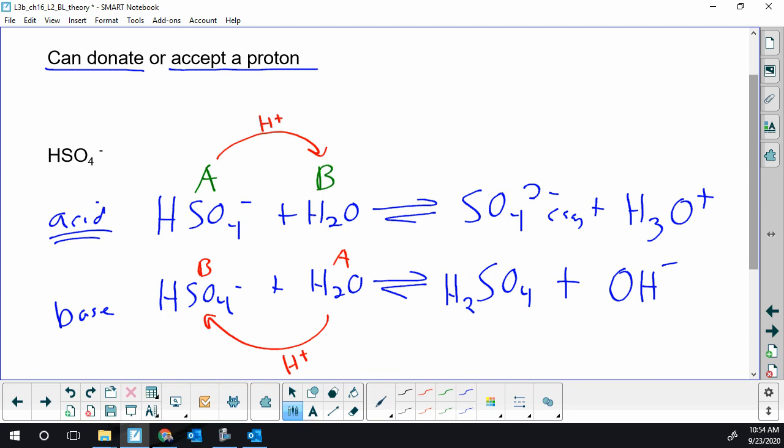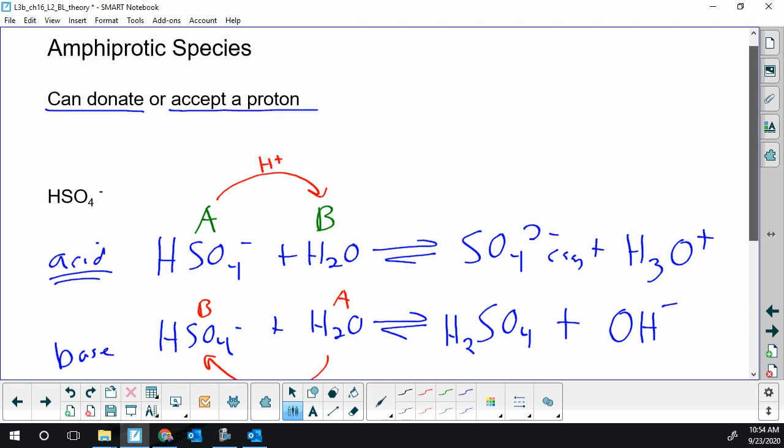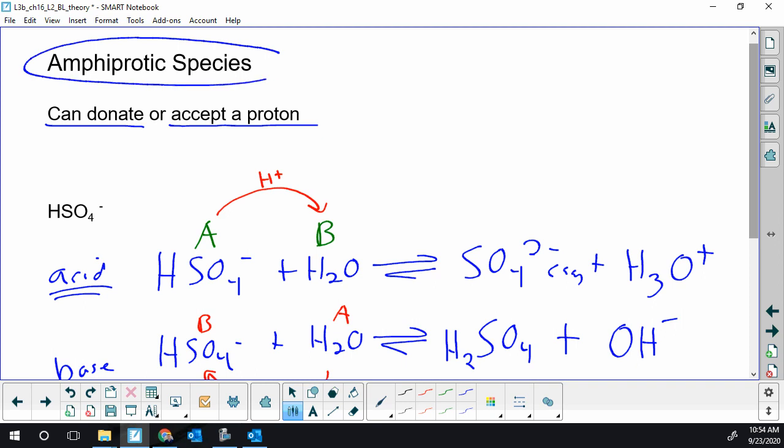We need to learn more about Kas and Kbs and figure out which one of these actually happens, which one dominates, which one's bigger. We haven't gotten into those calculations yet, so we have to leave it here for now. But the theme here is you need to be familiar with that word, amphiprotic. Amphi means both.